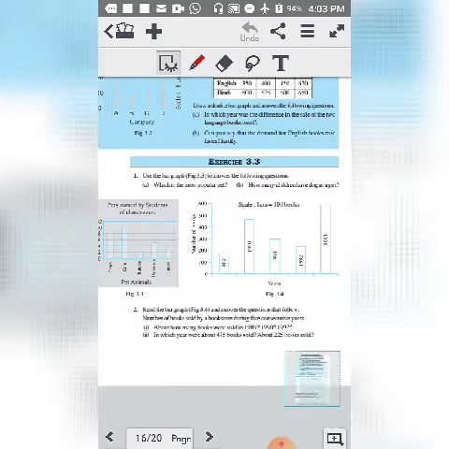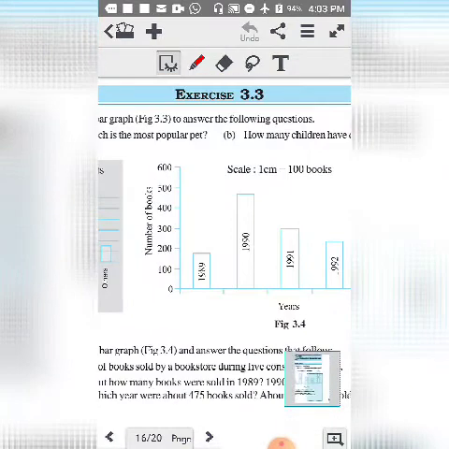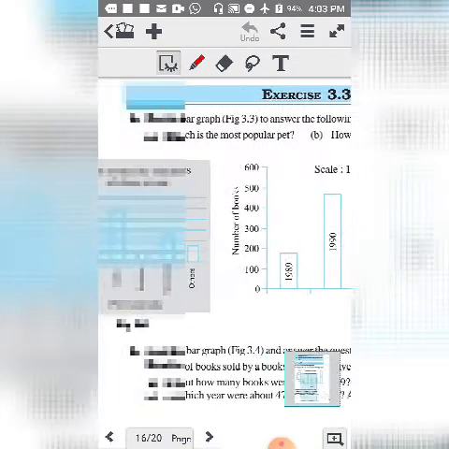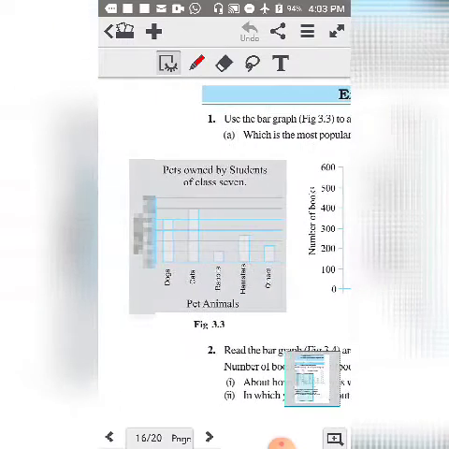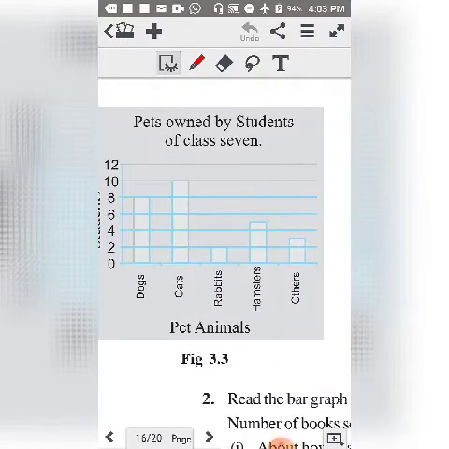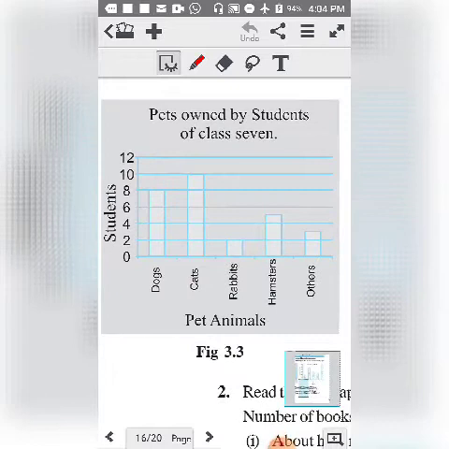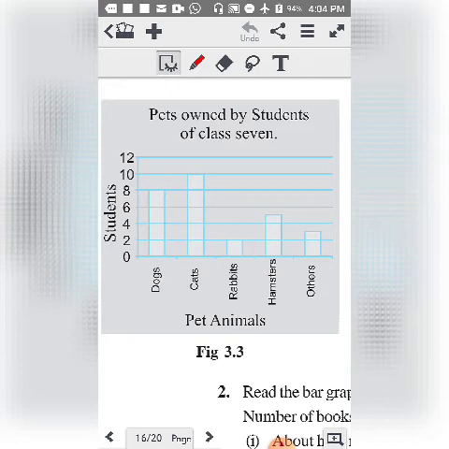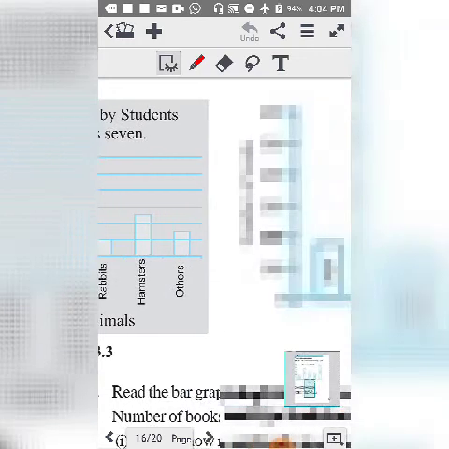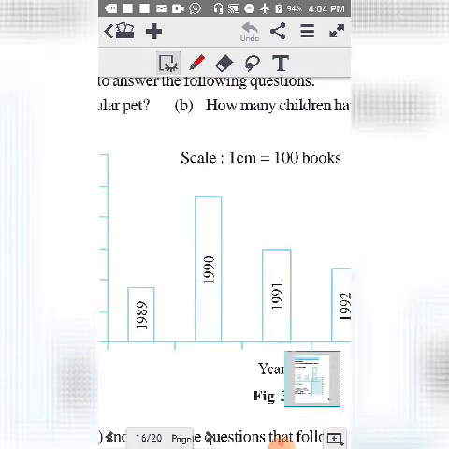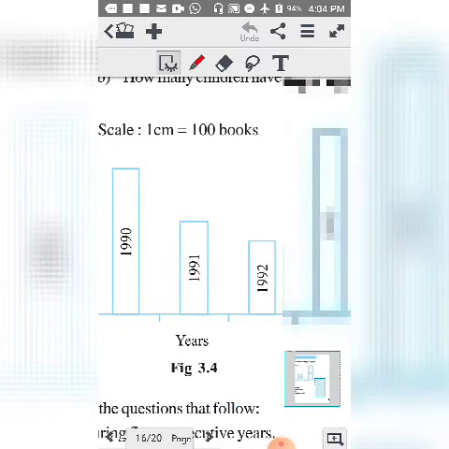Now coming to the exercise, it is written use the bar graph 3.3 to answer the following question. There is a bar graph shown in the question. The bar graph shows what information? It shows pets owned by students of class 7. Now class 7 children are having which type of pets? The names of pets are shown: dog, cat, rabbit. These are the names of the animals, and on the vertical side they have written number of students. So you have to read the bar graph and read the information.